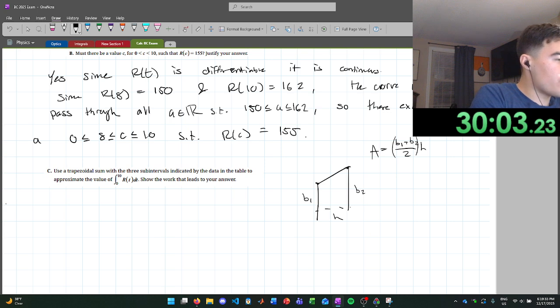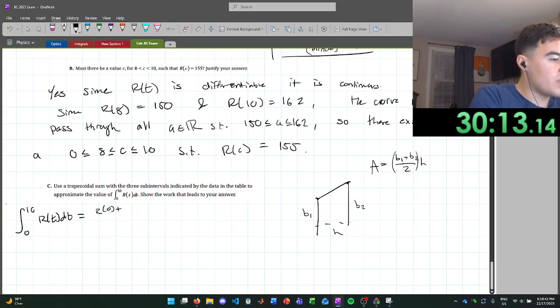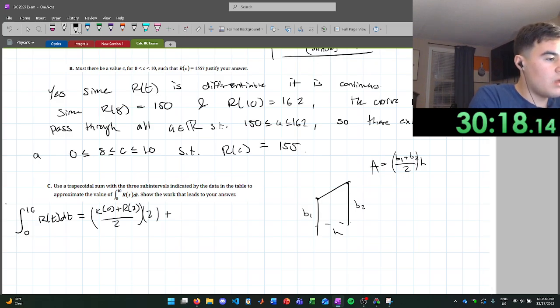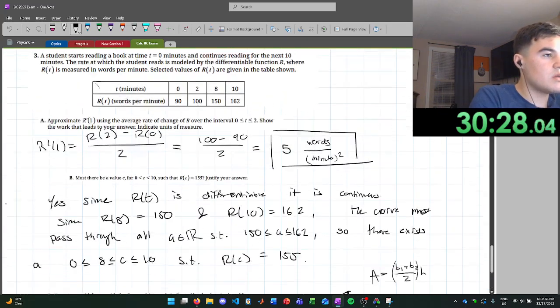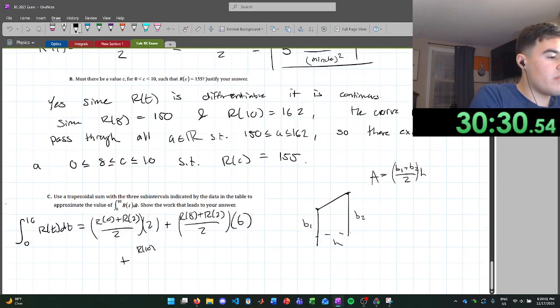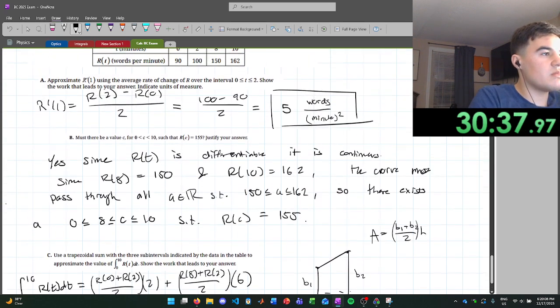So this integral from 0 to 10 of r of t dt is going to be equal to the first set of data, which is r of 0 plus r of 2 divided by 2 times 2, plus r of 8 plus r of 2 divided by 2 times 6, plus r of 10 plus r of 8 divided by 2 times 2. And then we can plug in numbers.